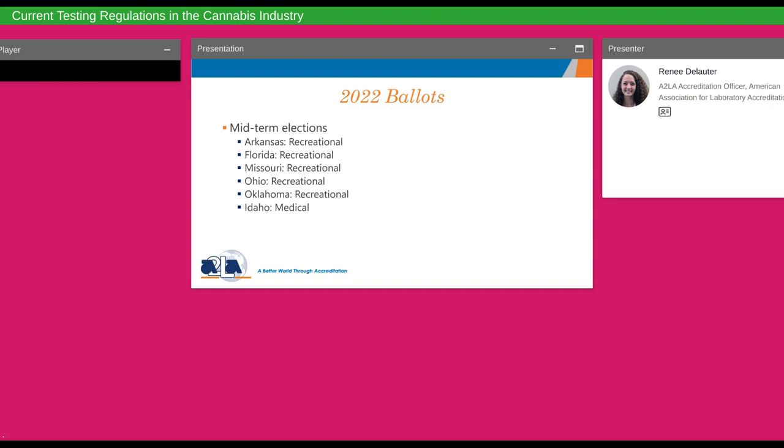Here are some states that are predicted to have cannabis legislation on the 2022 ballot. Arkansas, Florida, Missouri, Ohio, and Oklahoma are predicted to have adult use cannabis on their ballots, and Idaho is predicted to have medical use cannabis on their ballot. One thing to note here is that all the states that are potentially going to have adult use cannabis on their 2022 ballot all require ISO IEC 17025 accreditation for their medical programs.